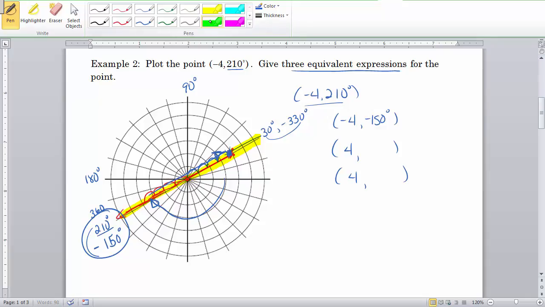+4 means I'm going to go in that direction. How do I get there? I want to use those angles. And what are those angles? 30 degrees and -330 degrees. Confusing? You'll get better at it.